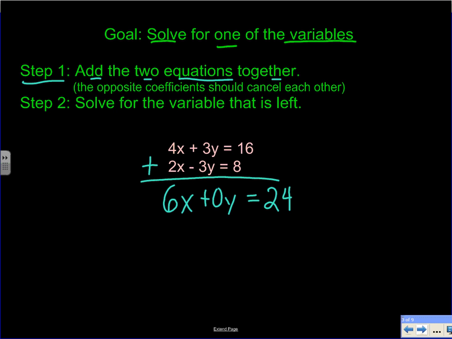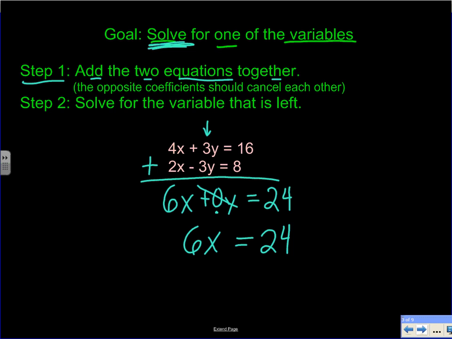And 16 plus 8? 24. Now, the whole reason why we need opposite numbers in front of there is so we get a 0 right here. And we all know 0 times y is going to be 0. So 6x plus 0 is 6x. Essentially, when you do this on your own, you probably won't even write 0y there. You'll know that they just cancel out. Well, we're supposed to be solving for one of the variables.